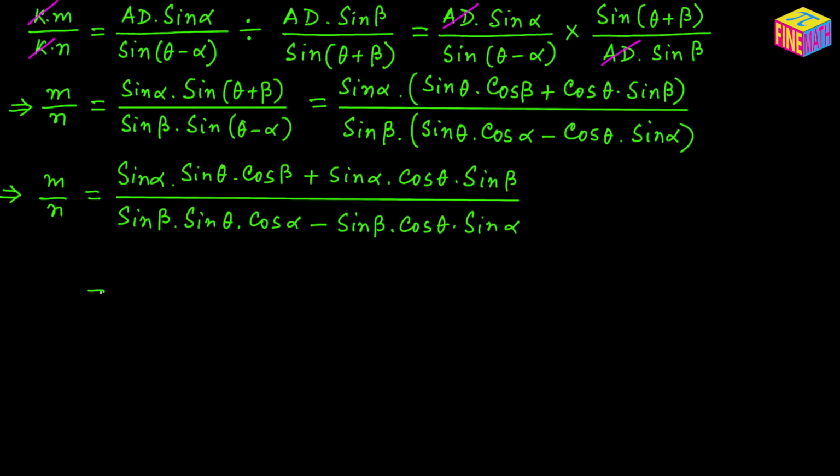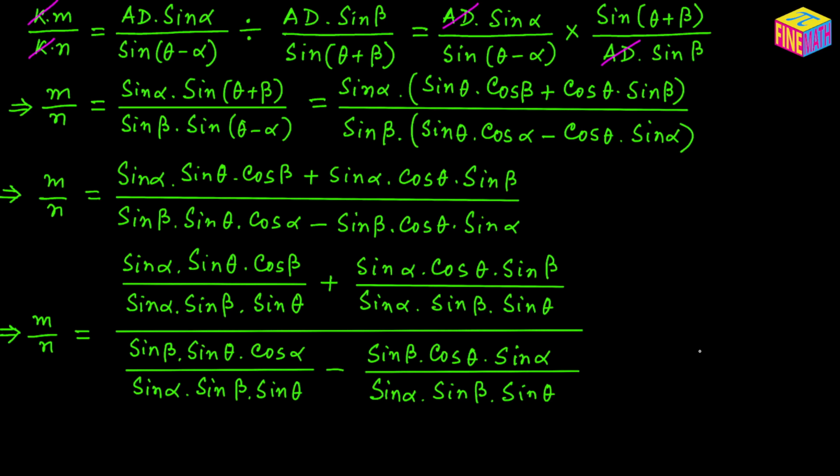Next, on the right hand side, I am going to divide the numerator and the denominator by sin alpha times sin beta times sin theta. So each of the terms in the numerator will be divided by sin alpha, sin beta, sin theta, and similarly each of the terms in the denominator will also be divided by sin alpha, sin beta, sin theta. So essentially it's going to look like this.